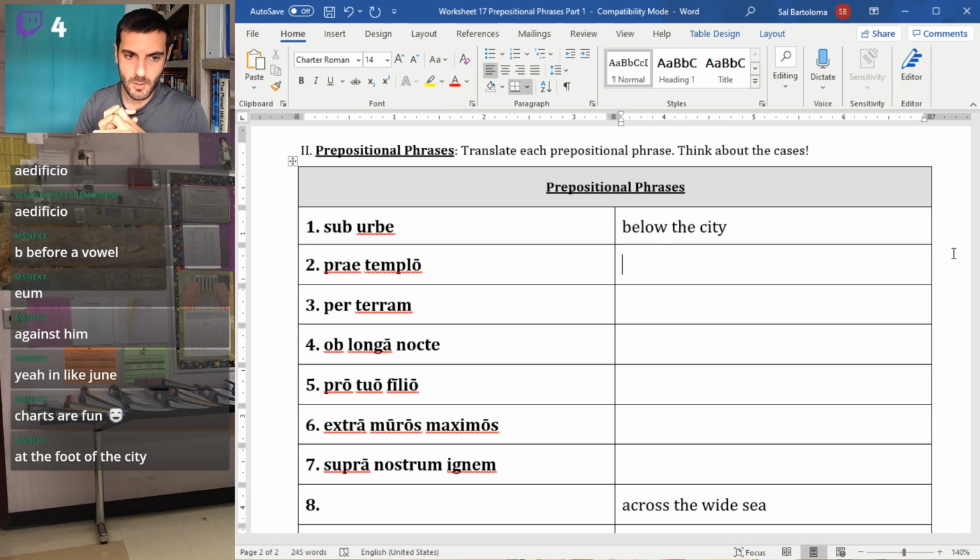How about prae templo? Prae going with the ablative case, prae templo, not prae templum, prae templo.